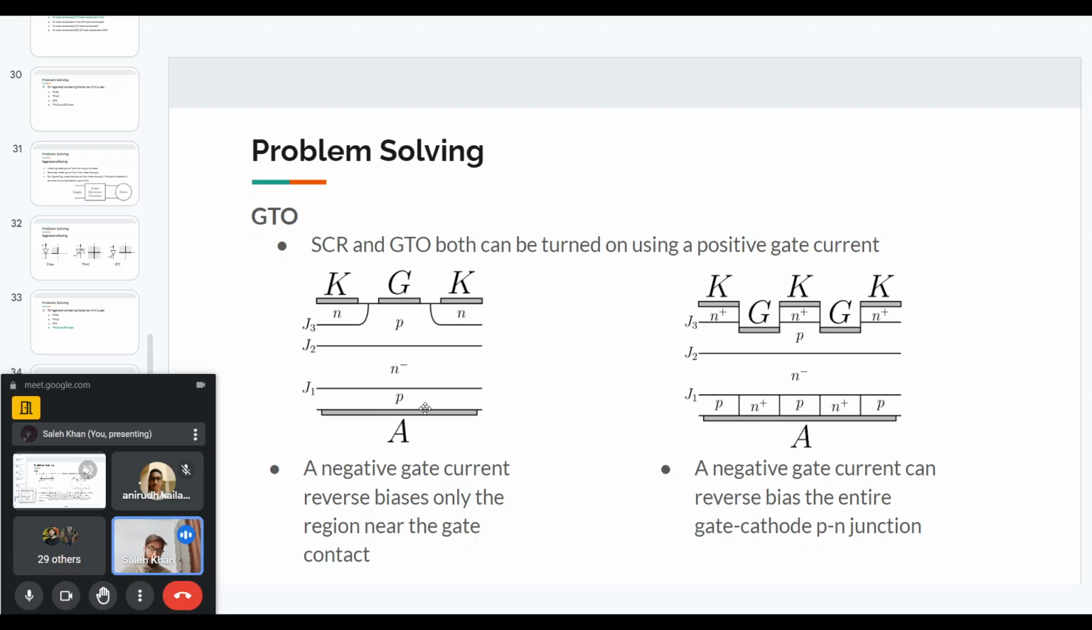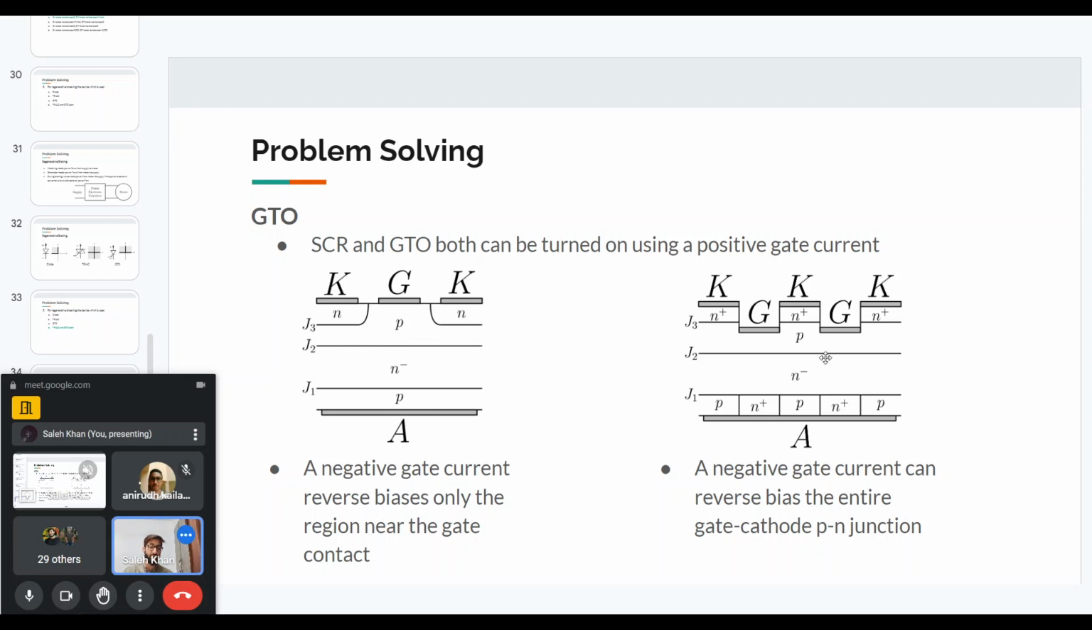the SCR will not be turned off. By applying a negative gate current, only the part of the PN junction between gate and cathode that is close to the gate will be reverse biased. The rest of the PN junction, which is away from the gate area, will not be reverse biased using the negative gate current. That is why the SCR has uncontrolled turn off. We cannot turn it off using a negative gate current.